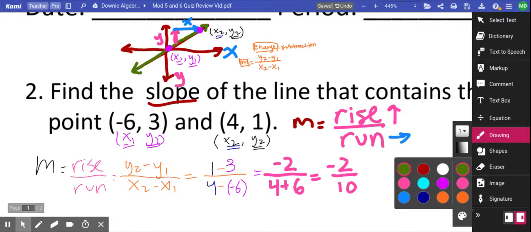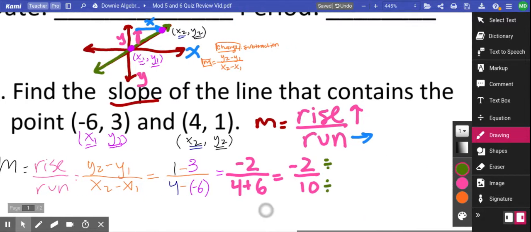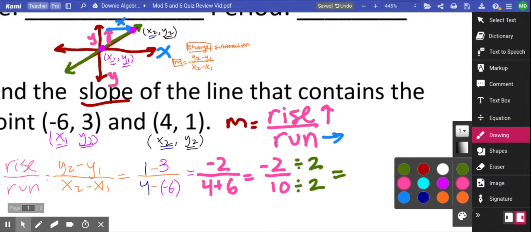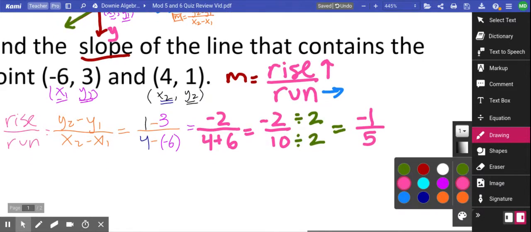Let's simplify as much as possible. We're going to divide both our numerator and denominator by something that goes into both 2 and 10, which would be 2. Negative 2 divided by 2 leaves us with negative 1. 10 divided by 2 leaves us with a positive 5. So our slope for problem 2 is negative 1/5.